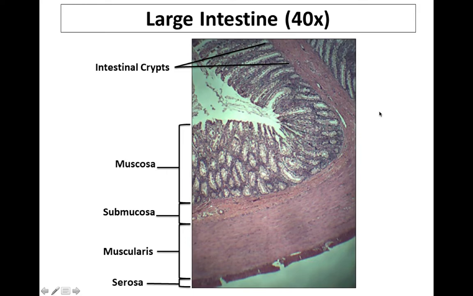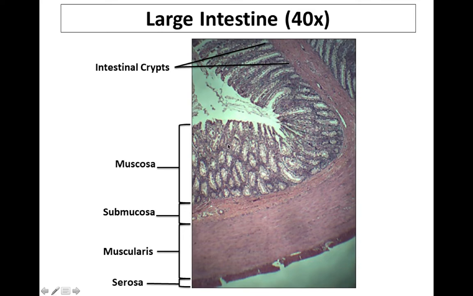Under the microscope, here's what the large intestine looks like. It does not have villi and it does not have microvilli. So there's two big differences in the large intestine compared to the small intestine. So here is your mucosa right here, and it's folded up over here. The inside would be the lumen, or the inside of the tube.